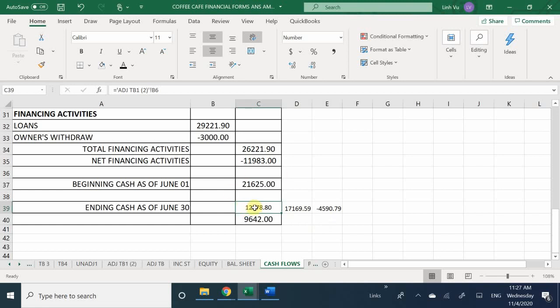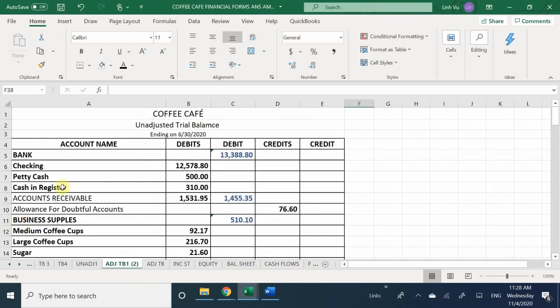This is the number it's supposed to be. This is the number I get. It's supposed to be 12,578. Where did you get that 12,578 from? It's from the adjusted trial balance, right? That's how much money I have in my checking account. 12,578.80. They don't balance at all.